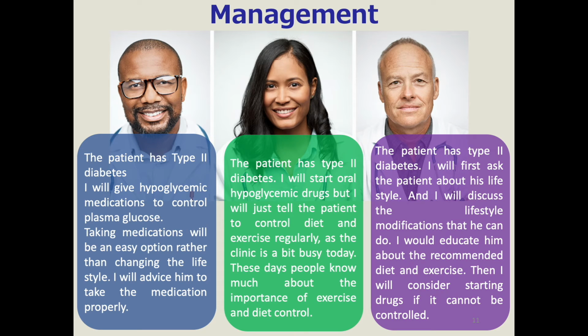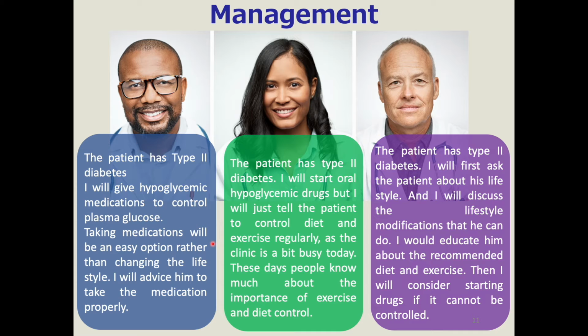So this is the management given to this patient by 3 doctors. Let's go one by one. The first doctor thinks the patient has type 2 diabetes. I will give hypoglycemic medications to control plasma glucose. Taking medications will be an easier option rather than changing the lifestyle. I will advise him to take the medication properly.